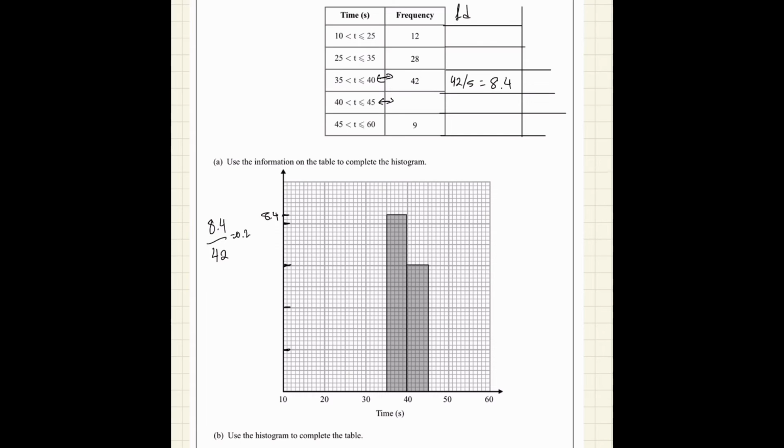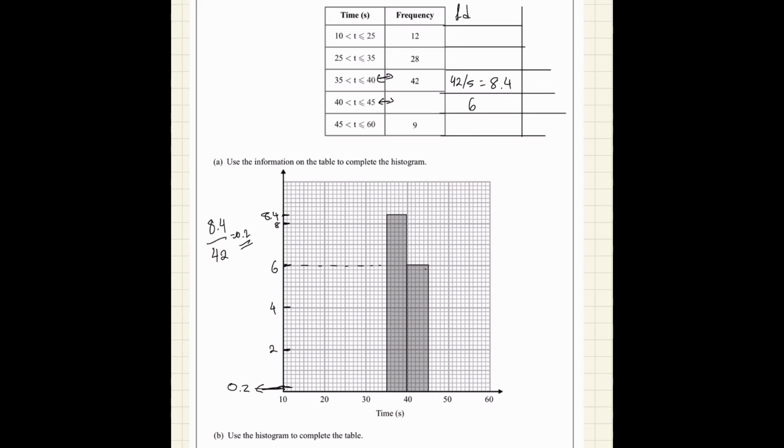So what does this mean? Why have I done that? Well, now I know that each individual line represents 0.2. So 0.2 times this, that'll be 2, that'll be 4, that'll be 6, that'll be 8. So therefore the height for this section here must be 6. So the frequency density is 6.